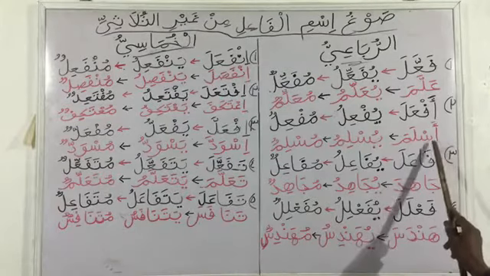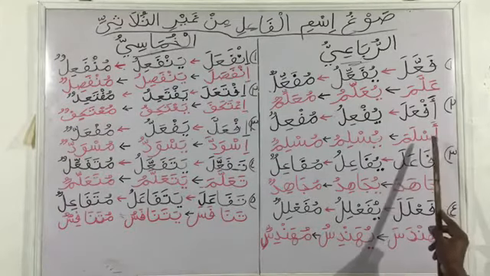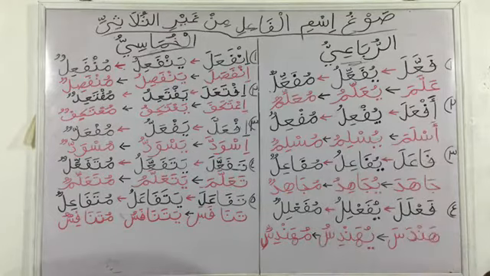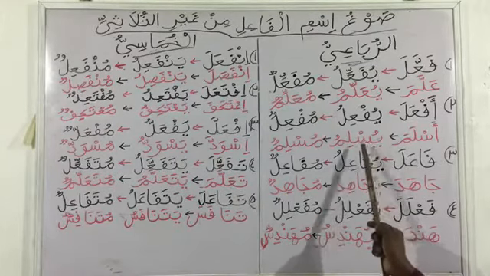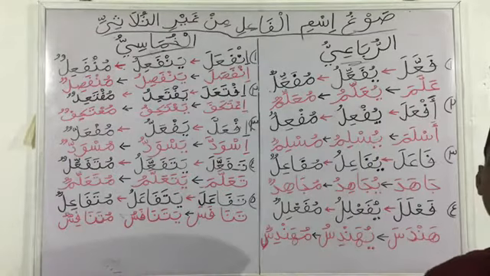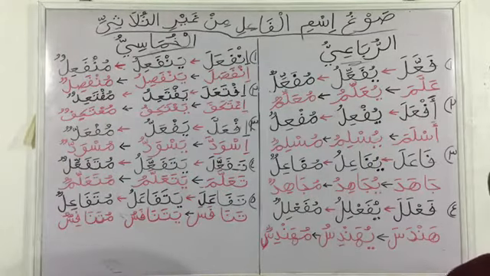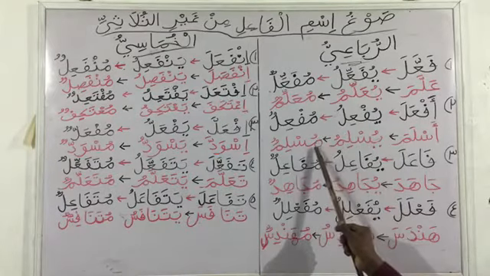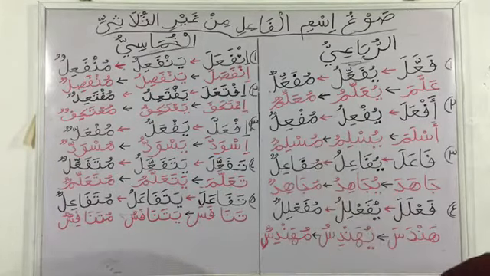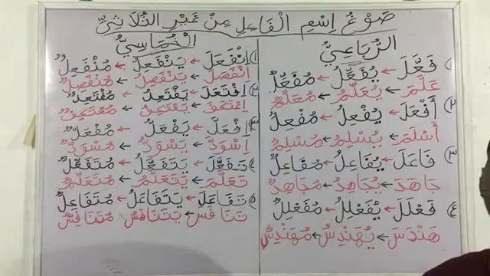Let's take an example. We have a fi'l al-madi here, which is what? Aslama, he submitted. When we turn it into fi'l al-mudari, it becomes what? Yuslimu, he is submitting, or he submits. So by the time we remove this harf al-mudari and replace it with a mim dhamma, it becomes what? Muslim, a person that submits. And that is why we are all Muslims, because we submit.